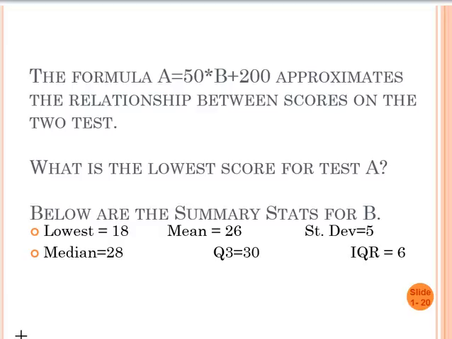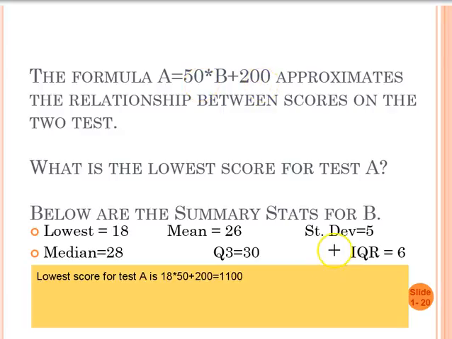So let's look at an example of how this might work. These are the summary statistics for Test B, and we want to know what the lowest score for Test A might be. So we can take the lowest score for Test B and plug that into our formula for both the multiplication of 50 and the addition of 200. Because the lowest score is a measure of position, we can multiply that by 50 and add the 200. So we can do both rescaling and shifting of the data, and that's going to mean that the lowest score for Test A is 1100.